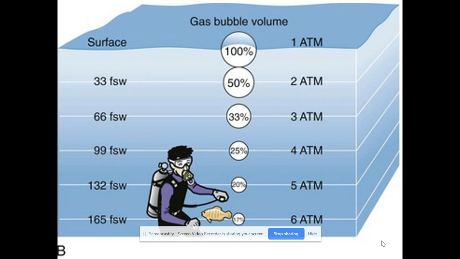And if the person were to move up very, very quickly, this tiny bubble would turn into a huge bubble and could cause things like hemorrhaging throughout the person's circulatory system. This could cause a condition called the bends, and that can result in death.